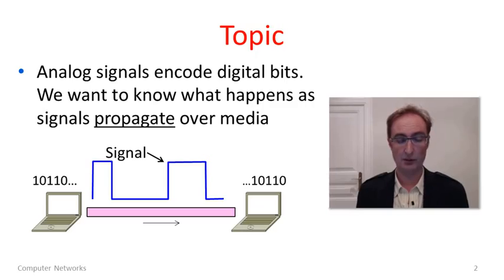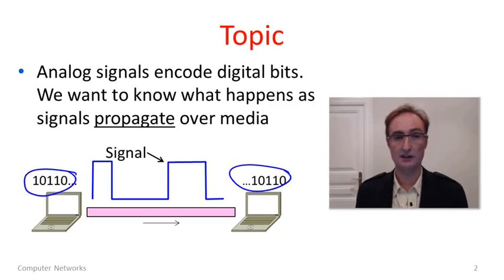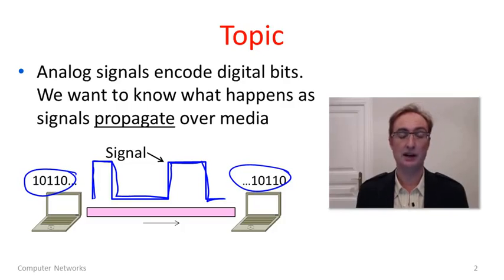So on the left and right we have computers, which are really just sending bits. That's what we want, at least, from our links. But across the link they're sent as analog signals. We know that. We've talked about different kinds of media. Now, this means that we're going to need to represent bits as signals. To do a good job of that, we need to understand what happens to these signals as they propagate across media. That is our focus in this segment.